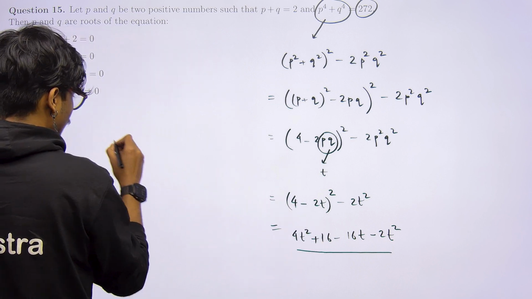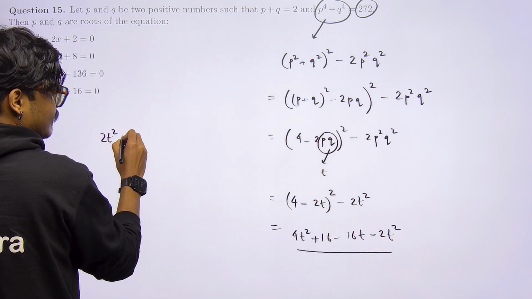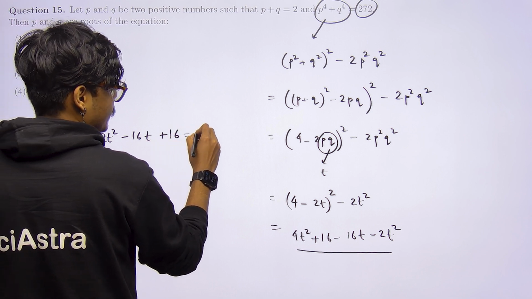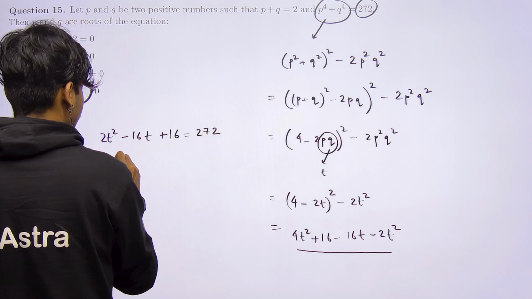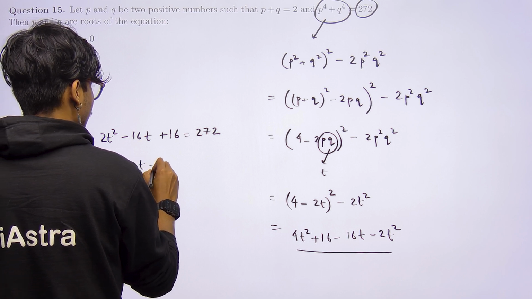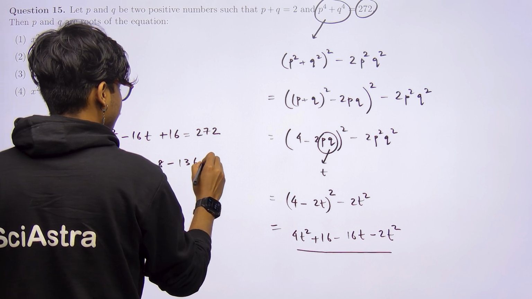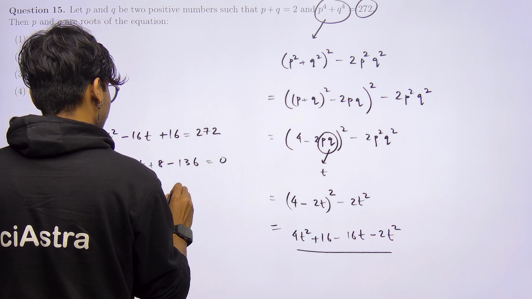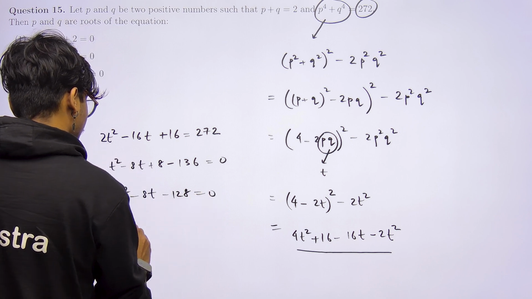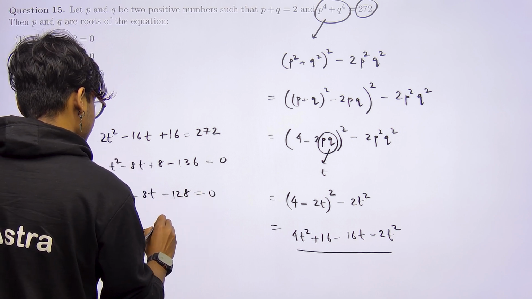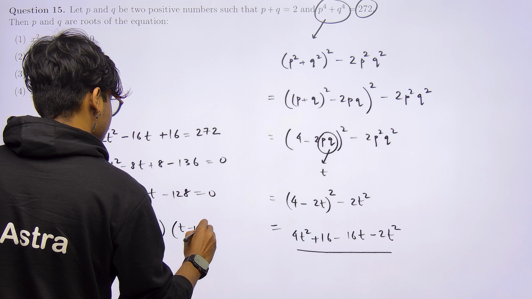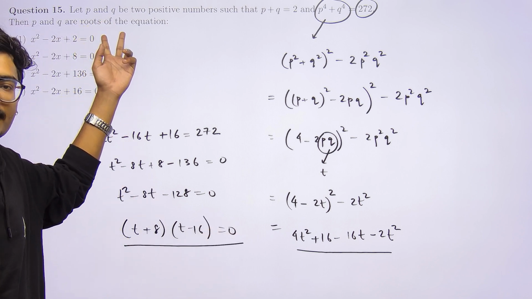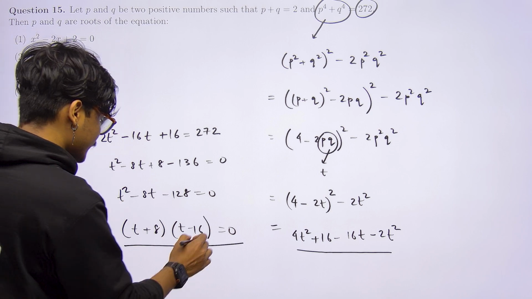So if I rearrange this quadratic slightly, I'll get 2t square minus 16t plus 16 equal to 272, which gives you t square minus 8t plus 8 minus 136 equal to 0, which gives you t square minus 8t minus 128 equal to 0. Now this factorizes as t plus 8 times t minus 16. So since P and Q are positive numbers, their product obviously cannot be negative, right? So the product has to be 16.